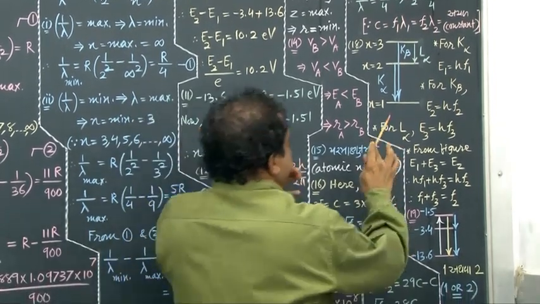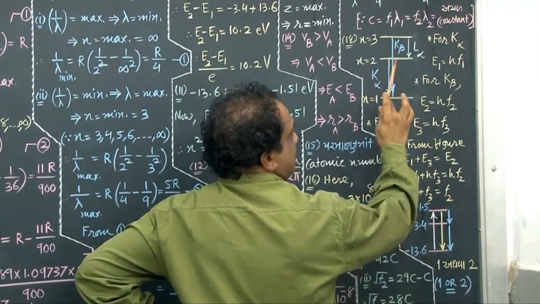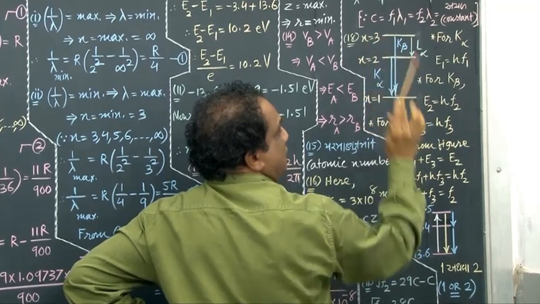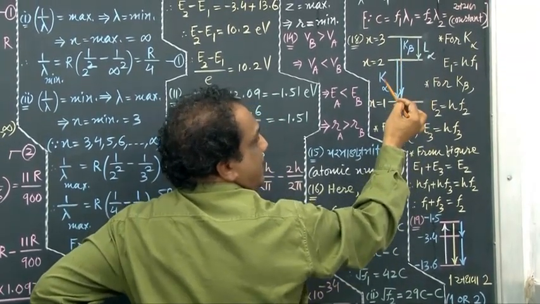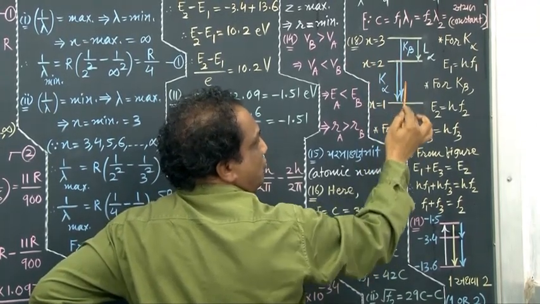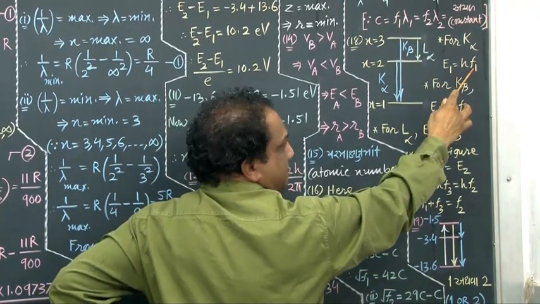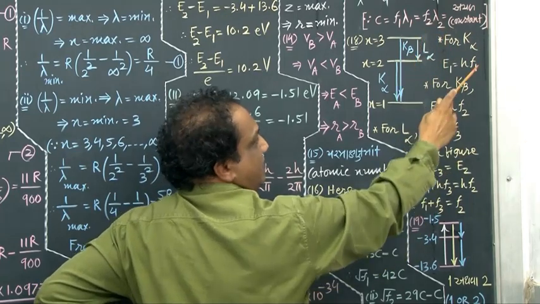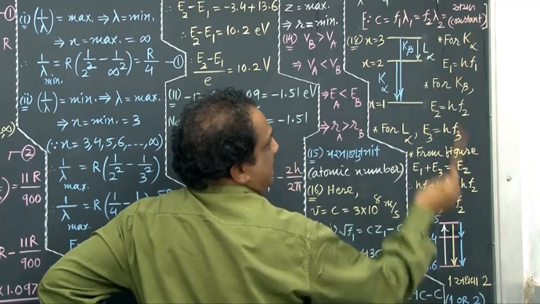Look, this is energy level n equal to 1. This is energy level n equal to 2. This is energy level n equal to 3. K alpha radiation is emitted during transition of electron from n equal to 2 to n equal to 1, and the corresponding frequency is given as F1. So, the energy of one X-ray photon having frequency F1, you know, is E1 equals HF1.